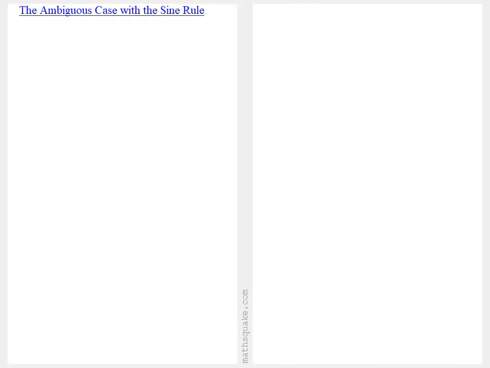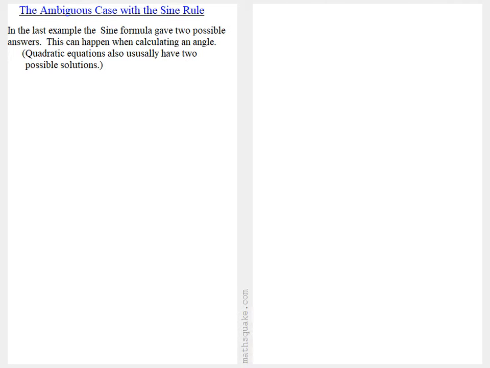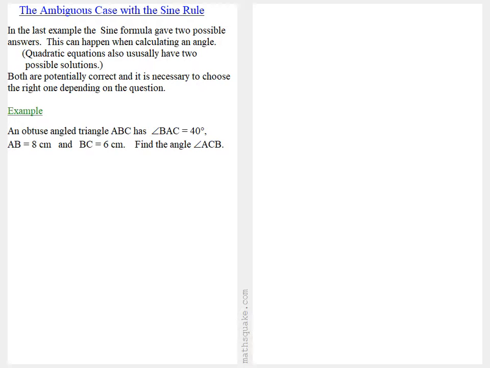So let's look at what's called the ambiguous case with the sine rule. In the last example, the sine formula gave two possible answers. This can happen when calculating an angle. Now we've had this before. Quadratic equations also usually have two possible solutions. Both are potentially correct, and it's necessary to choose the right one depending on the question. So let's have a look at an example.